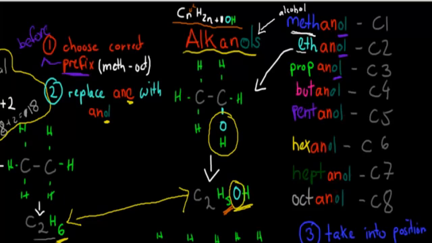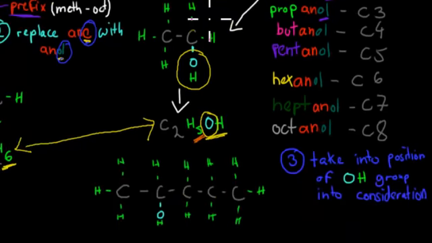Then we have to replace the E, so the ane in methane. We replace that E here with an ol. So methane is not methane, but methanol. Right, the E is gone and it's replaced by an ol. That was one big difference. Those 2 steps we have to do when we name alkanols.